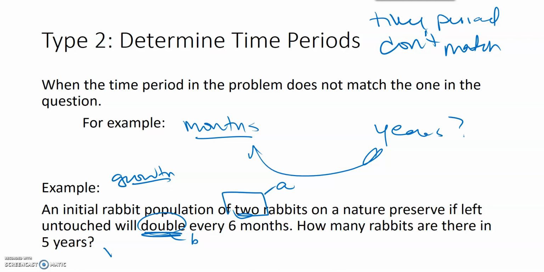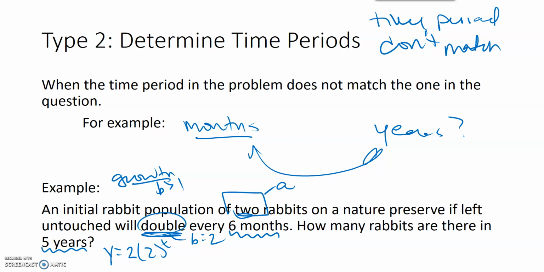Alright, so let's write our problem. Y equals 2 times 2 to the x. B is 2 because doubling is really multiplying by 2. And that makes sense. We said it's growth. Growth has to be greater than 1. Okay, so now third read through. An initial rabbit population of 2 rabbits on a nature preserve, if left untouched, will double every 6 months. How many rabbits will there be in 5 years?